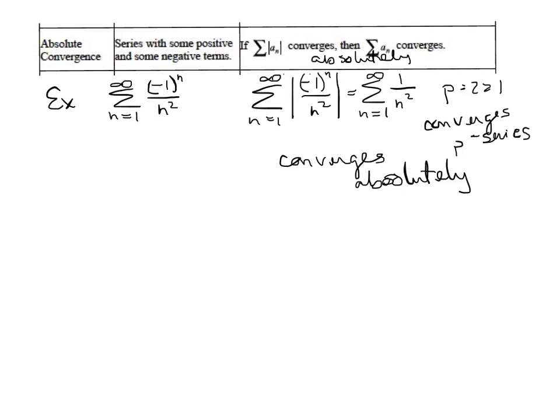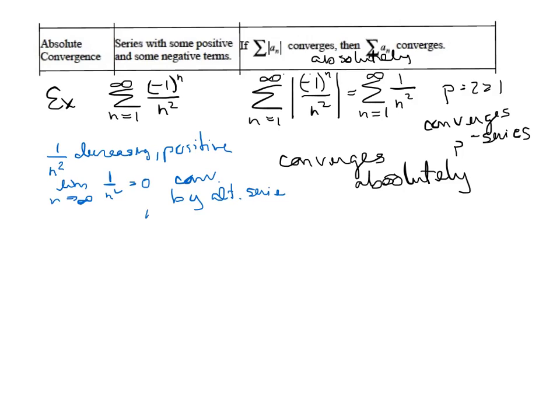The other way that we could look at this, so this is sort of another way, I'll do it in a different color here. 1 over n squared is positive. It's decreasing. And the limit as n goes to infinity of 1 over n squared is 0. So this one converges by alternating series test. So with the negative 1 to the n in there, it converges. Without it, it still converges.